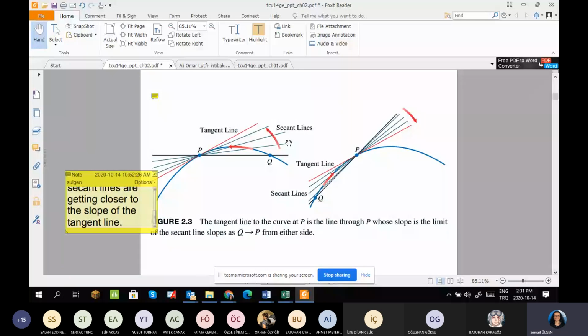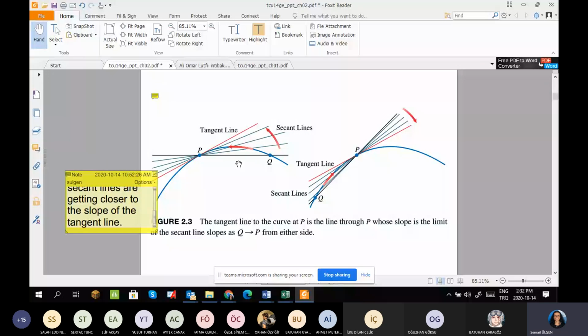I told you that secant lines are useful to get to the tangent line, and this picture shows it. We have secant lines here. Do you see that these secant lines are getting closer and closer to the tangent line? Yes.